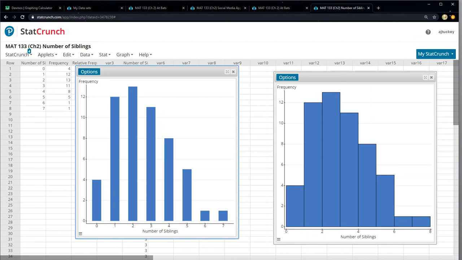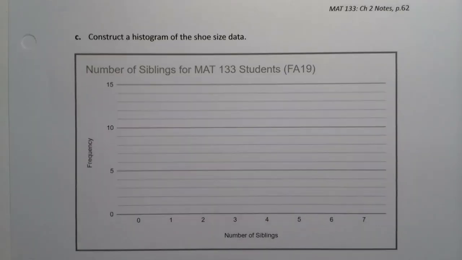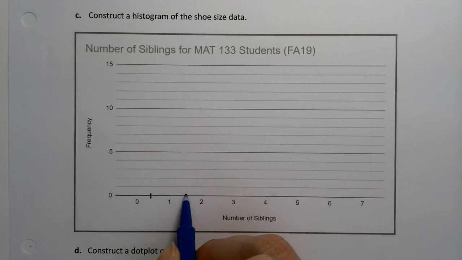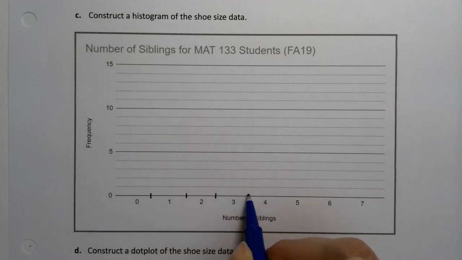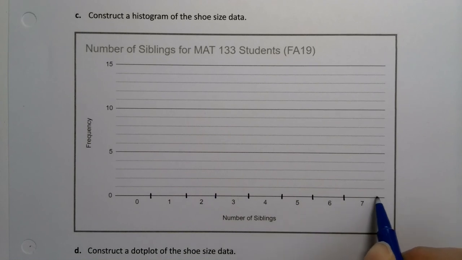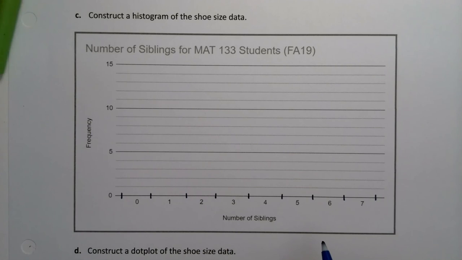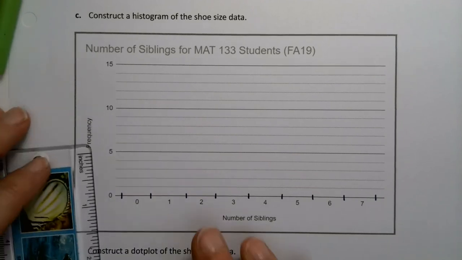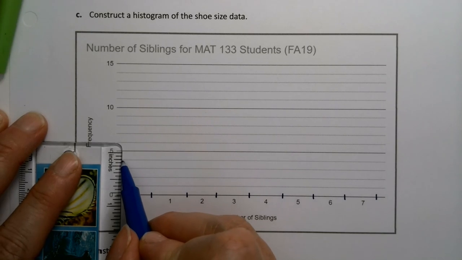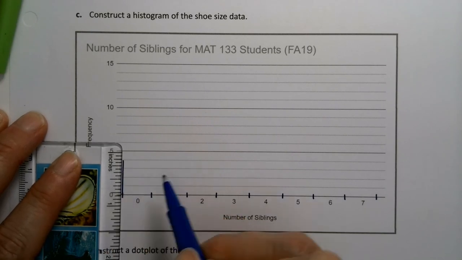I've got to find the window. There it is. Okay, so for 0, 1, 2, I'm going to make it so that the numbers are in the middles of those bars here. It would be better if I used a ruler, but I didn't. I'm bad about that. All right, so the first one is at 4, right here, because the first frequency was 4.